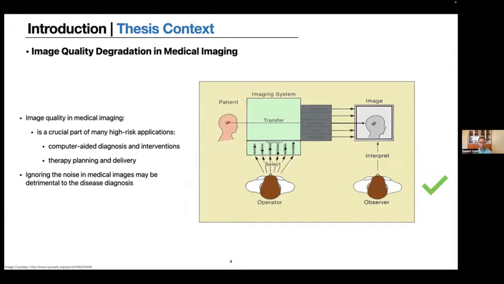Okay, let's jump into the thesis context and the applications. Image quality in medical imaging is much different than generic quality assessment in natural images. It is a crucial part of many high-risk applications, such as computer-aided diagnosis and interventions, or treatment planning and delivery. With no artifacts, as you see, for example, in the right figure, the clinicians are able to interpret medical images accurately and confidently. However, ignoring the artifacts in medical images may be detrimental to the clinician's interpretation and ultimately disease diagnosis.